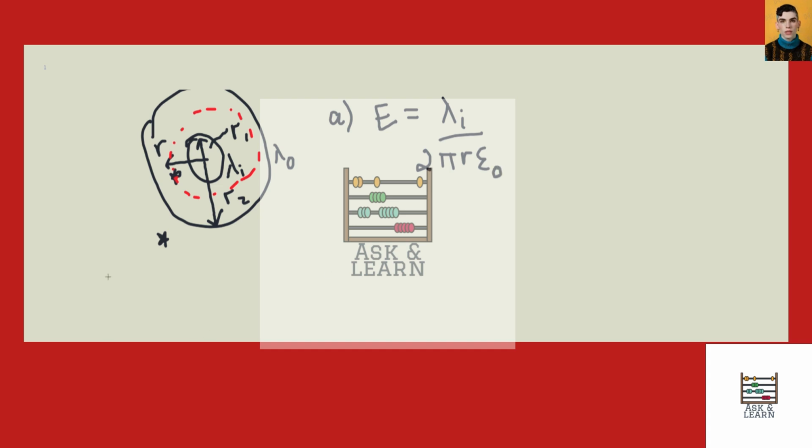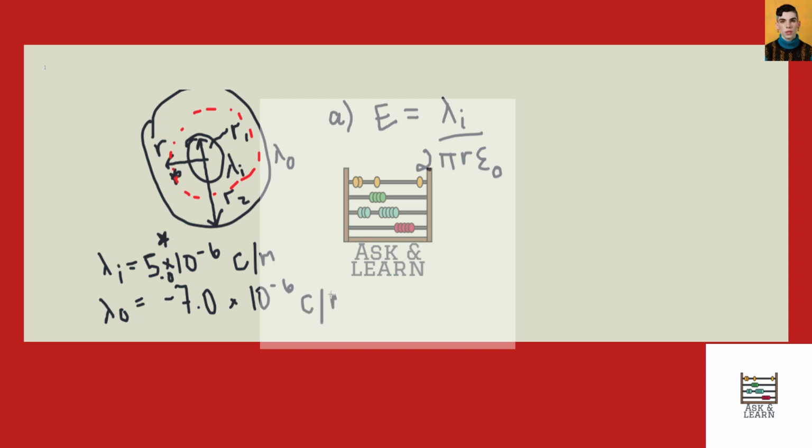Now is a good time to write down the givens. So lambda inner is 5 times 10 to the minus 6 coulombs per meter. Lambda outer is minus 7.0 times 10 to the minus 6 coulombs per meter. Oh yeah, that was 0.0. Sorry for the slop. Is there any other givens I should write down?